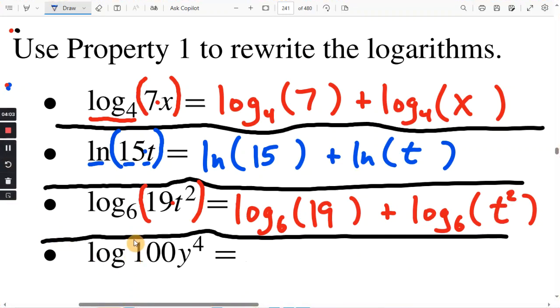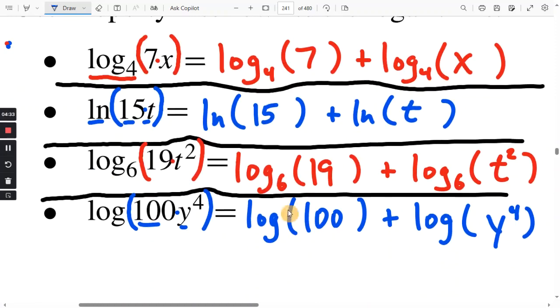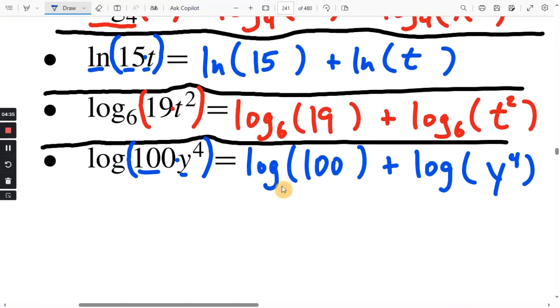All right, we have the log of 100 times y to the 4th. So we're going to use log, and parentheses, plus log, parentheses. All right, this is 100 times y to the 4th. So here we have 100, and here we have y to the 4th. Really, that would be it, but they have it as solving this problem. So this part of it, at least. So I'll show you real quick.